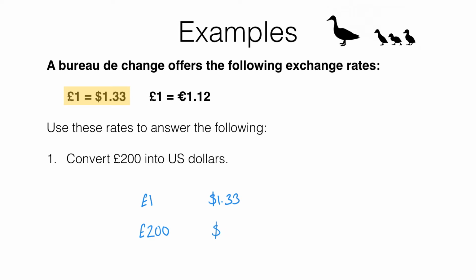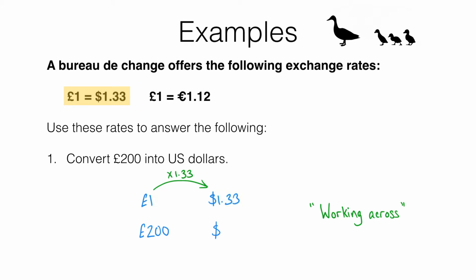At this point, there are two ways you could go about it. You could either try working across or you could try working down. I'll explain what I mean by that. If we're working across, we need to think about what do we do to this number here, this 1, to turn it into a 1.33? Well, we need to multiply by 1.33.